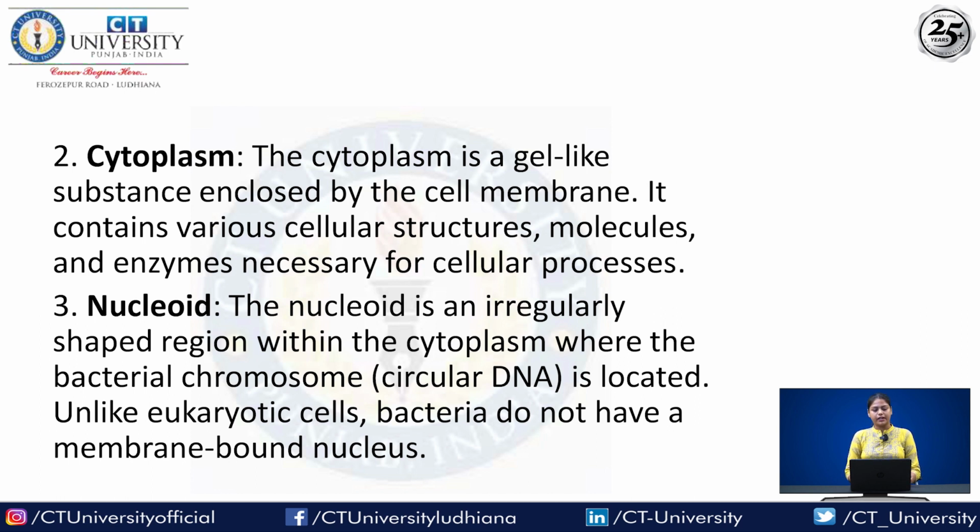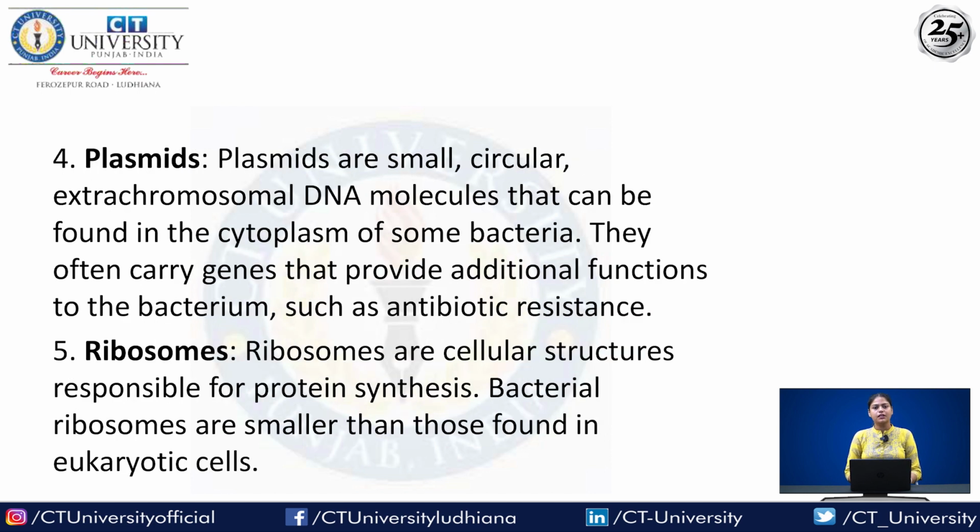Third, nucleoid. The nucleoid is the irregularly shaped region present in the cytoplasm, which contains the genetic material of the bacteria. As the bacteria is prokaryotic in nature, it doesn't contain any kind of membrane-bound organelle. Next is plasmid. As we have discussed the use of bacteria in biotechnology, the plasmids are mainly helpful to transfer the genetic material of one bacteria into another.